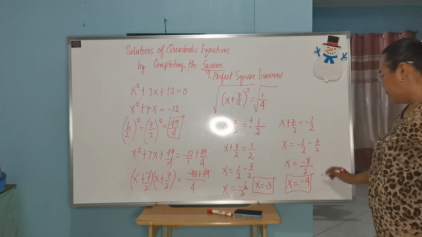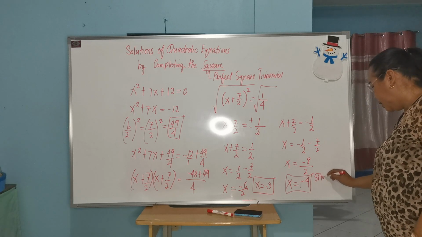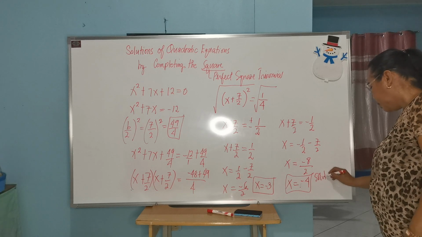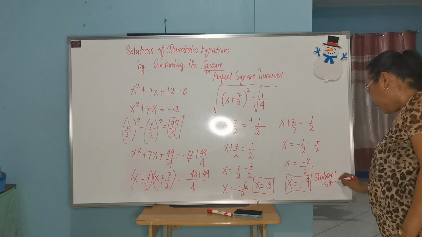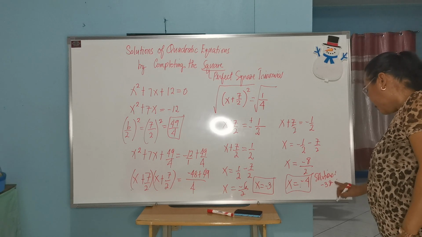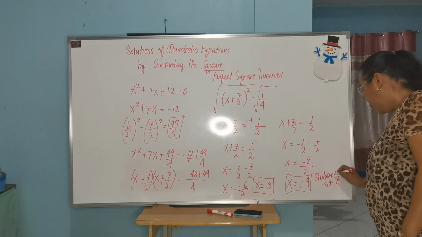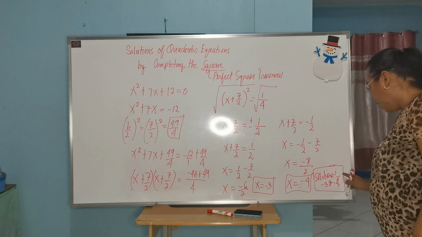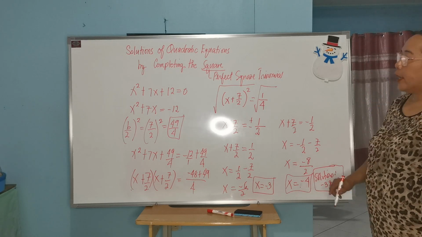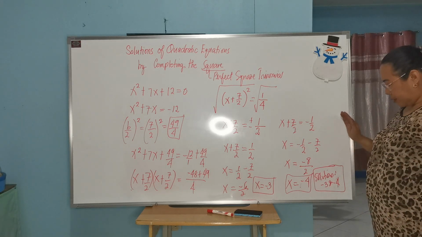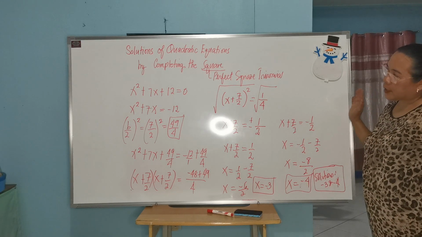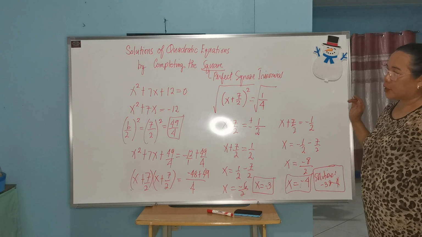So from here, our solutions are negative 3 and negative 4. Okay? So these are the solutions of our equation x squared plus 7x plus 12 is equal to 0. Okay? So this is the second example in our completing the square.